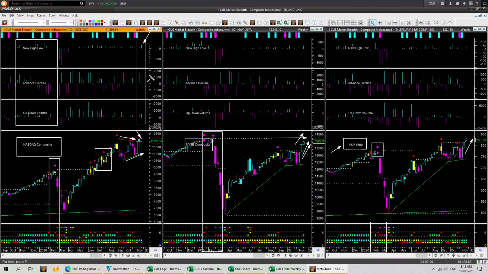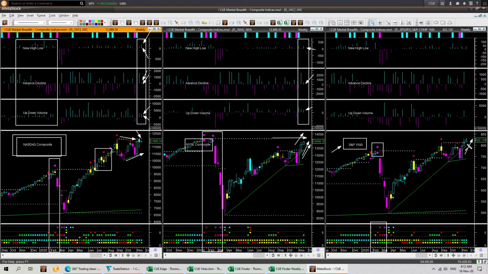New high low is positive, advanced decline is positive, up down volume positive, meaning more stocks are making new highs than new lows, more stocks are going up than coming down, and there is more volume in the advancing stocks than declining stocks. That is the picture for Nasdaq. And the same picture is visible in NYSE also, making new highs more than new lows, more stocks going up than coming down, and stocks going up with higher volume than coming down.